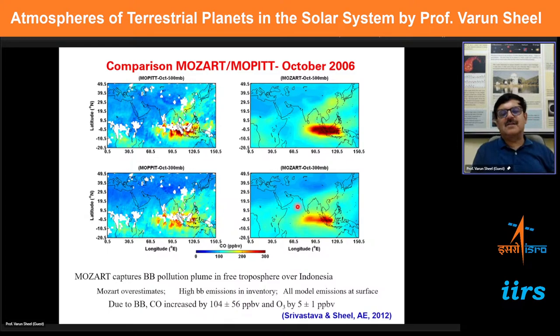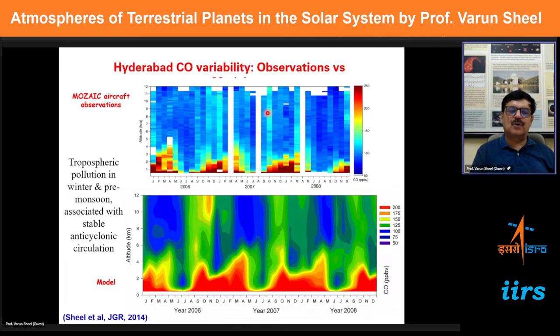For example, one can simulate phenomena like the release of a high amount of carbon monoxide due to the burning of forest fires over Indonesia. You can see it from observations. Here are the satellite observations, and even the model has been able to predict that. And also, there have been various aircraft observations looking at the pollution of carbon monoxide over various cities. And the models are very accurately able to predict these pollutions as well.